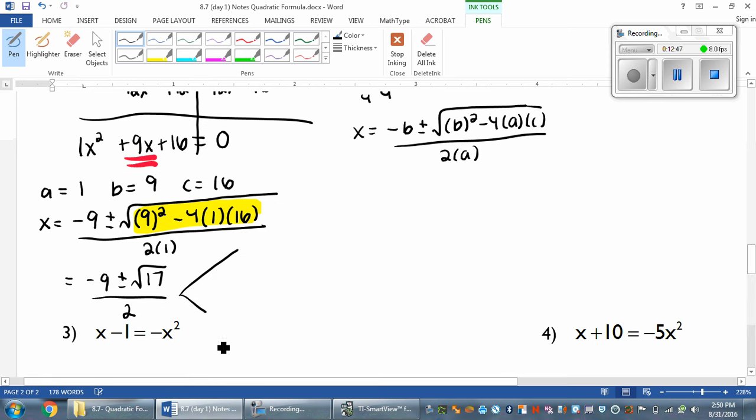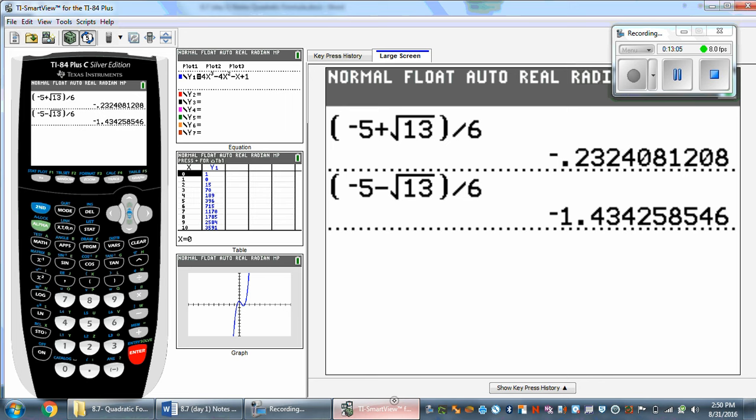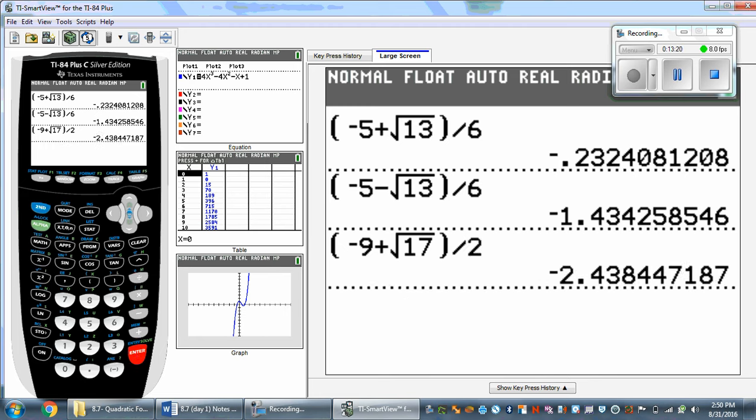From here, we're going to separate into my two equations. I have negative 9 plus the square root of 17 divided by 2, and negative 9 minus the square root of 17 divided by 2. Again, in order to do this, I need to put parentheses around the numerator. Okay, so here, I'm going to do parentheses, negative 9 plus the square root of 17, close parentheses, divided by 2, so that's one of my solutions: negative 2.44, because I have to round.